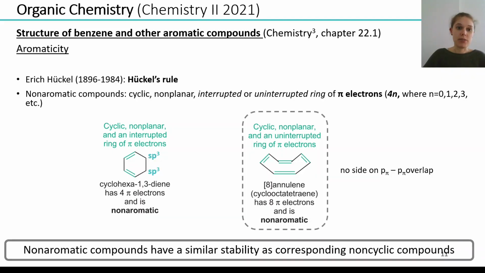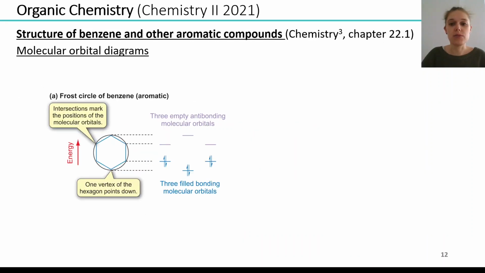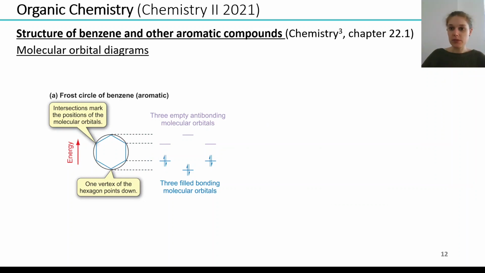And how can we now explain the stability and reactivity of aromatic and anti-aromatic compounds? Therefore, we should draw the molecular orbital diagrams, and more specifically the so-called Frost circle. So let's start with the Frost circle of benzene.